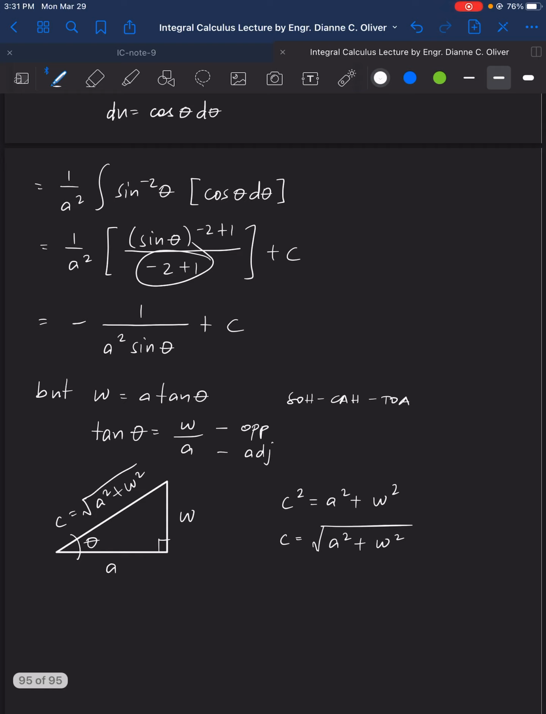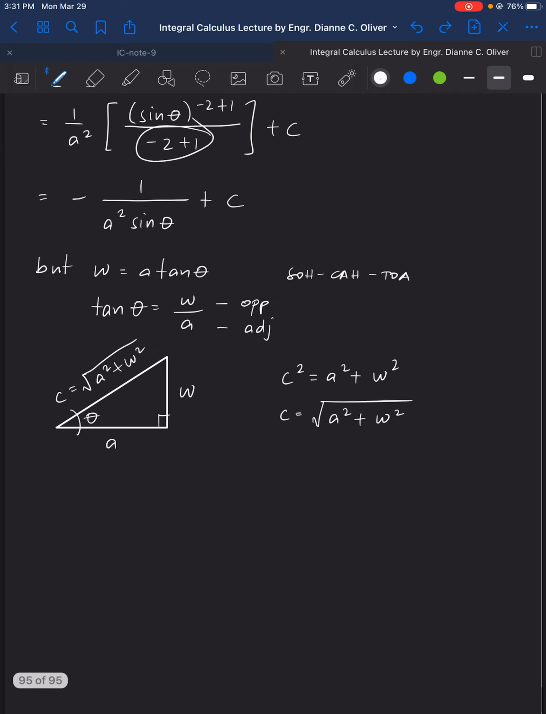So, since the answer here is sine theta, and then we have here SOHCAHTOA, sine theta is the opposite over the hypotenuse. Opposite over the hypotenuse, square root of A squared plus W squared. This is opposite over hypotenuse.